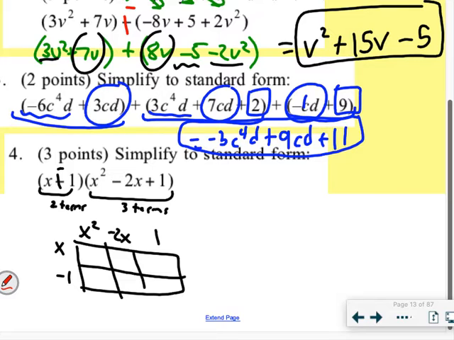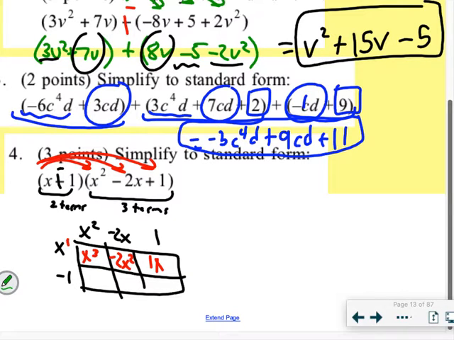So when you complete this table, what that's helping you do is just distribute. So the whole first row is just showing how to distribute the x. X times x squared is x cubed. Remember, that's x to the first, so we add the exponents. X times negative 2x is negative 2x squared. X times 1 is 1x.